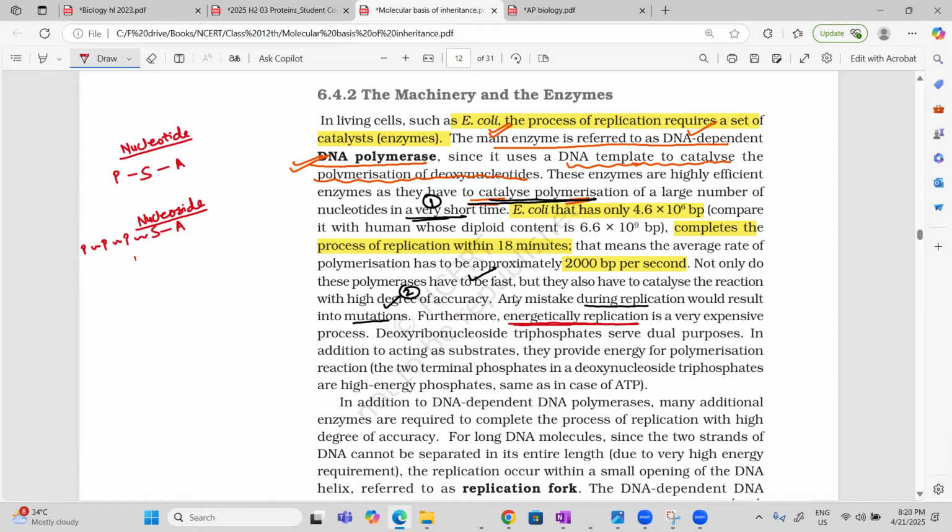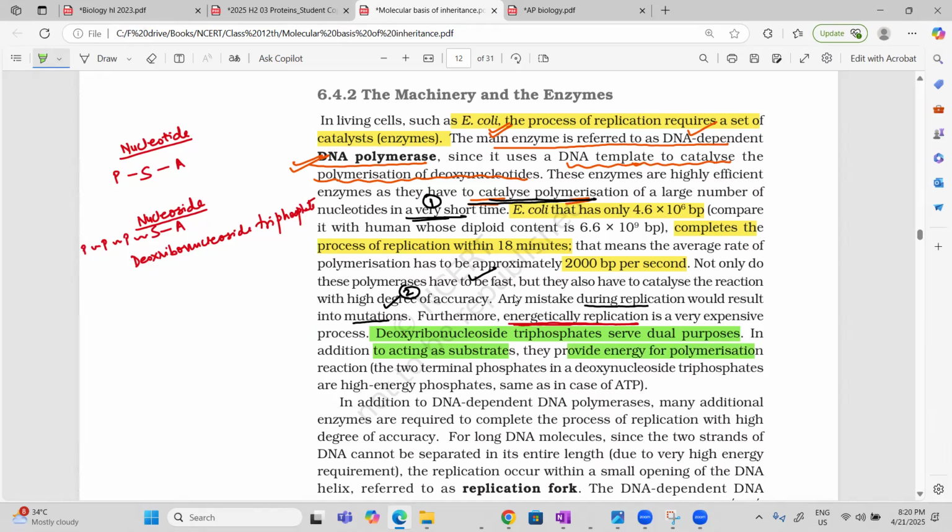I will say deoxyribonucleoside triphosphate, because I'm using 3 phosphates. This is the one which is very, very important. Understand carefully. It is doing two functions. What two functions? It acts as a substrate, because it will be added, and it provides energy for polymerization.